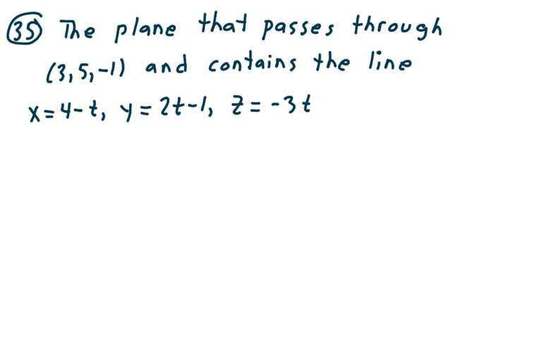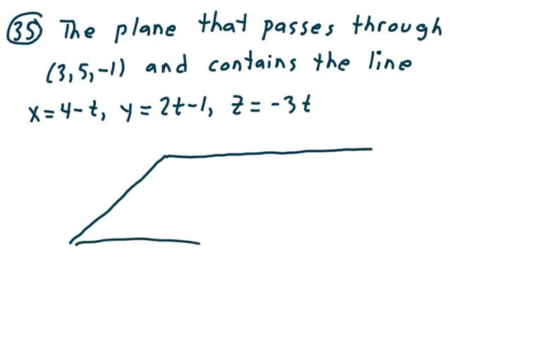This is an incredible question, right? Because I claim it's no different than problem number 31. And I want to draw a picture for you. So we have a plane. And I'm going to let P equal the point (3, 5, -1). So we'll put P here. And here is the line.